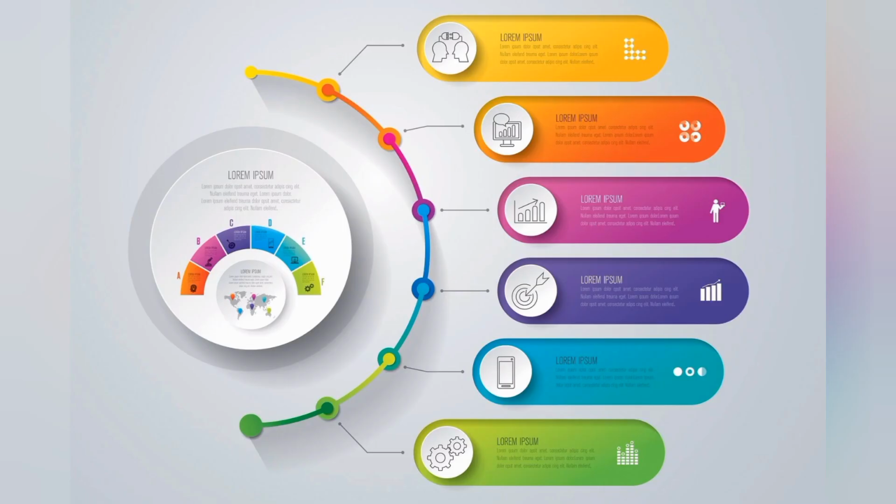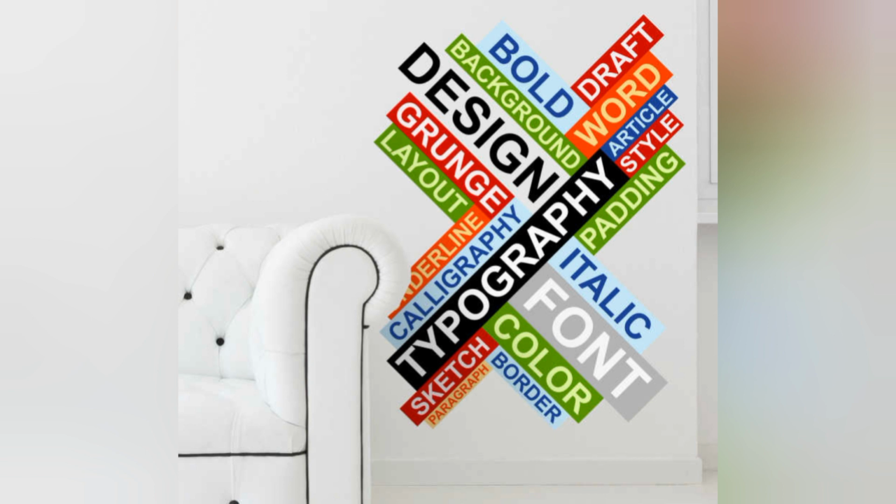Select the type of design you want to create, such as social media posts, presentations, posters, or custom dimensions. Customize your design by adding text, images, stickers, or backgrounds. You can also change fonts, colors, and other design elements.